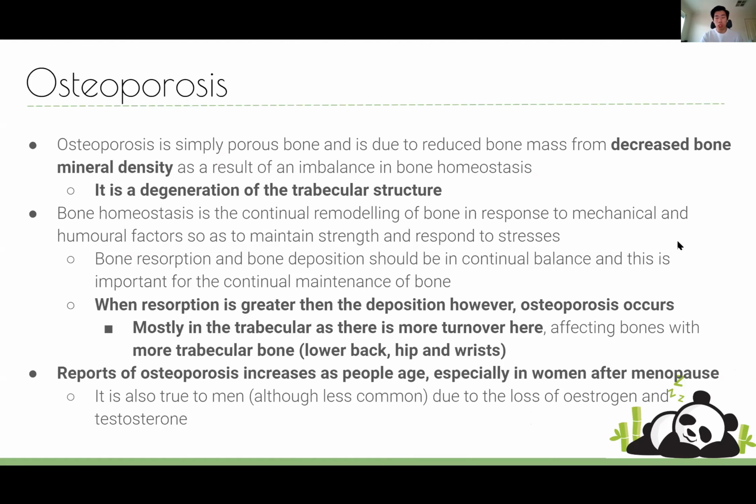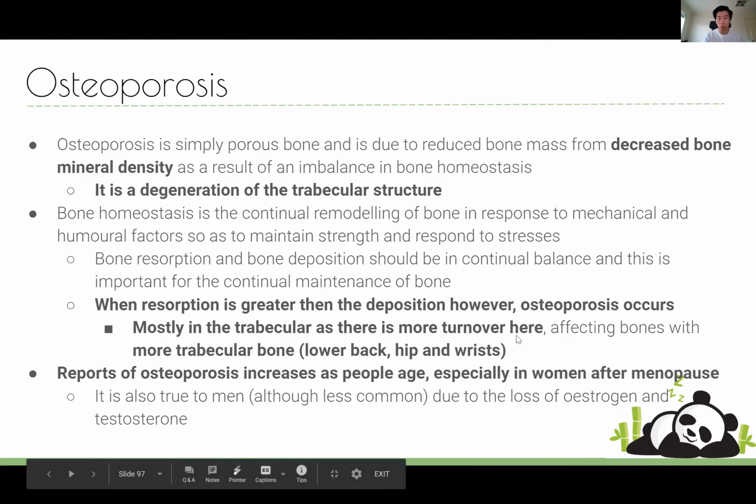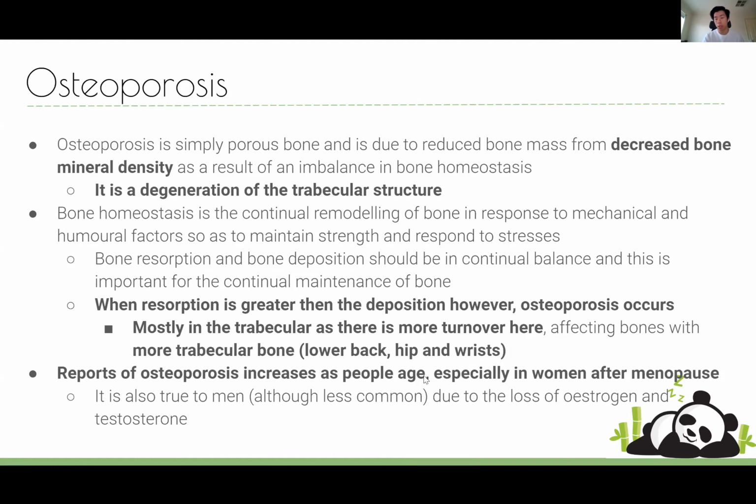So osteoporosis. Osteoporosis is simply porous bone, and it comes from decreased bone mineral density. Importantly, it's degradation of mostly the trabecular structure. Normally in homeostasis, you get remodeling of bone in response to mechanical pressures, and normally it's in continual balance. But in osteoporosis, you have an increase in resorption rather than deposition. Because trabecular bone has more turnover than normal, you have an increased effect on those areas: the lower back, the hip, and the wrist, which are also the most likely places for fractures.